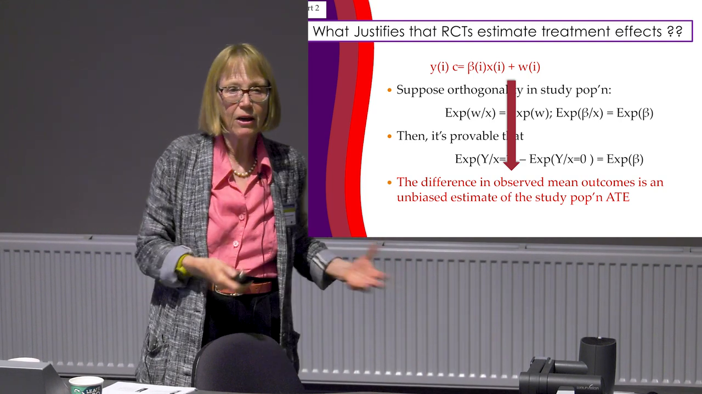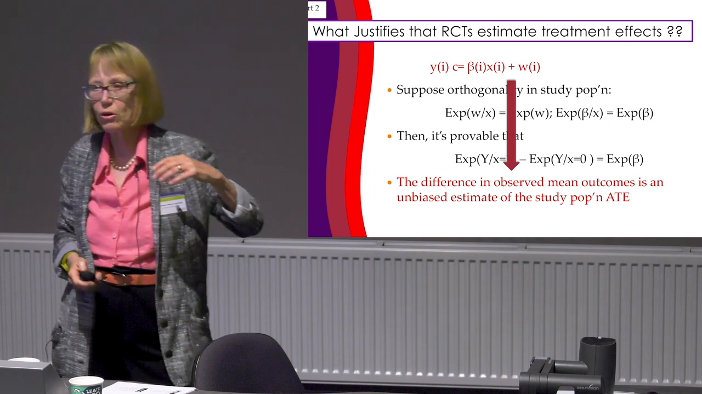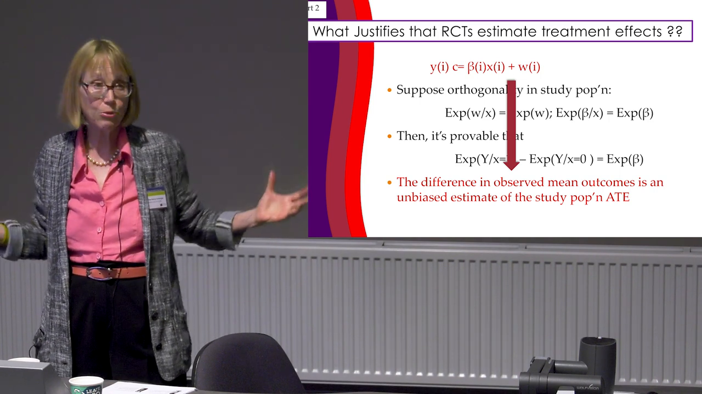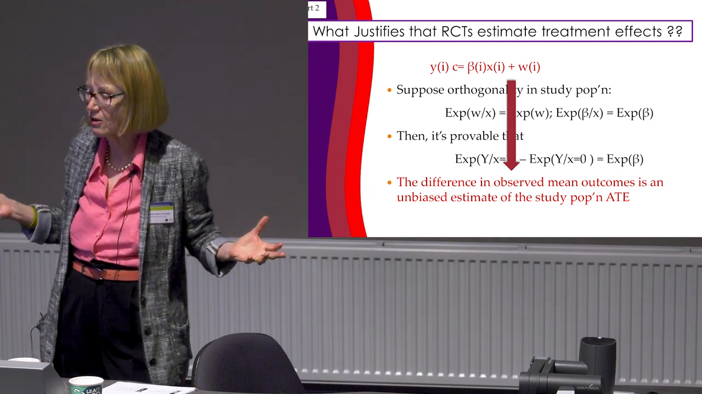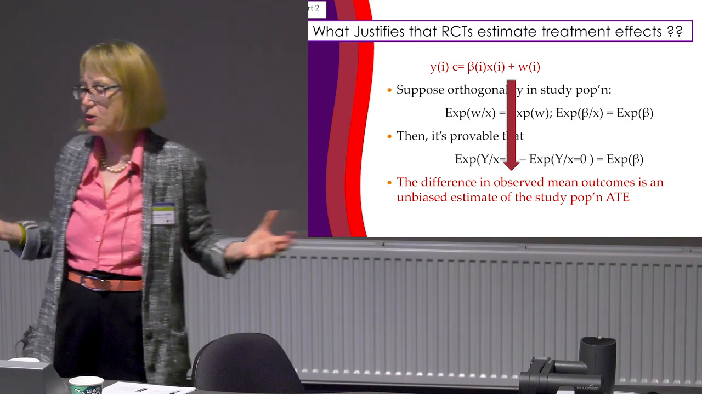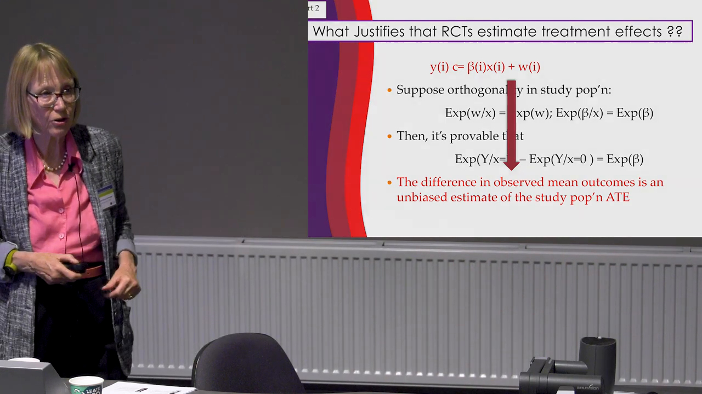and it ends with a justification that if it were an ideal RCT where the assumptions were really satisfied, which they never are, you would have an unbiased estimate of the study population average treatment effect.